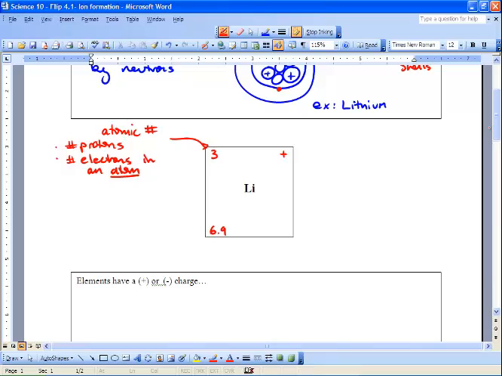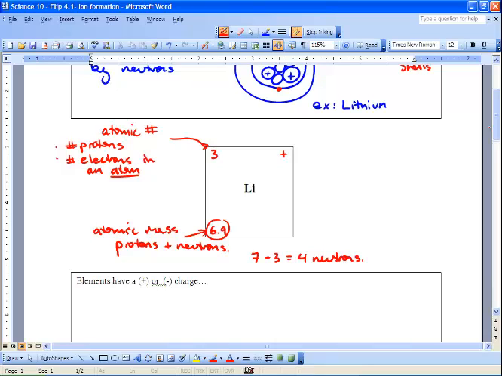All right. And next we've got our atomic mass. And our atomic mass is the number of protons plus the number of neutrons. All right, so to find the number of neutrons, we're going to go 6.9 minus 3. So we would round that up to 7, and we would get 7 minus 3 equals 4. So inside a lithium atom, there would be 4 neutrons.